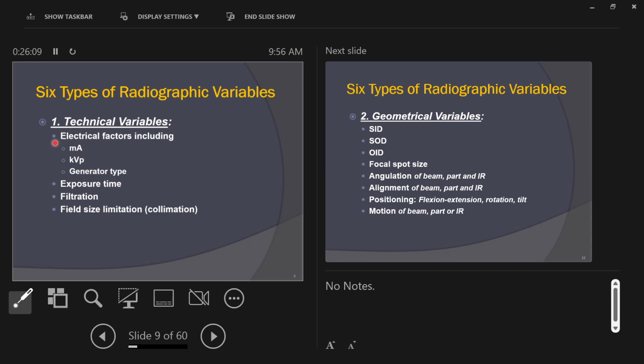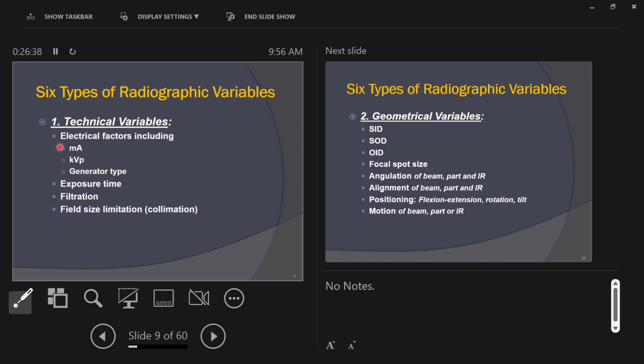Good. Why is MA in here but not MAS? Why is time not included as an electrical factor? Because we usually set MAS, mass, right? But we're separating MA as an electrical factor, and we're setting exposure time as a separate thing. Why are these two not put together? They're different things that affect the same thing. They both affect the quantity of X-rays produced.